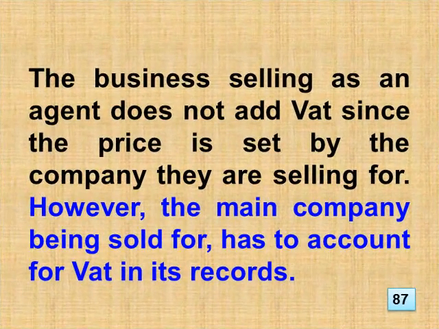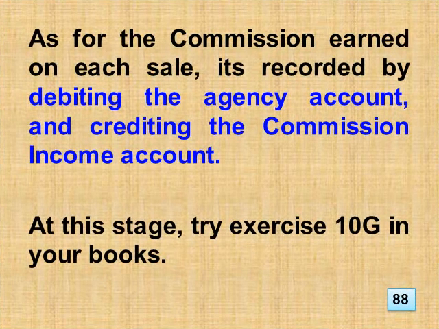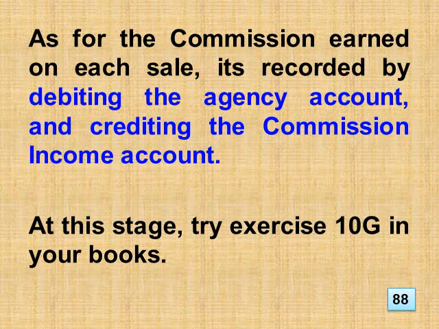The business selling as an agent does not add VAT, since the price is set by the company they are selling for. However, the main company being sold for has to account for VAT in its records. As for the commission earned on each sale, it's recorded by debiting the agency account and crediting the commission income account. At this stage, try exercise 10G in your books.